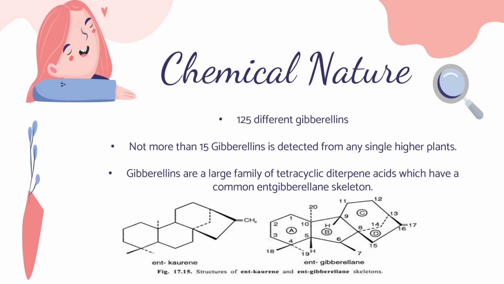It is now known that over 125 different gibberellins have been isolated and chemically characterized. However, not more than 15 different gibberellins have been detected from any single species of higher plant. The gibberellins are a large family of tetracyclic diterpene acids which have a common ent-gibberellane skeleton. The latter is itself derived from the ent-kaurene ring structure.